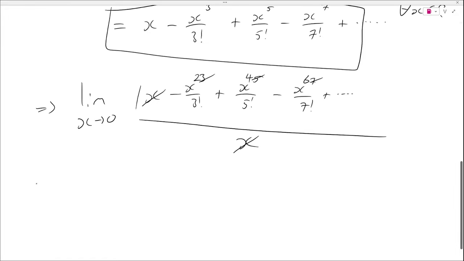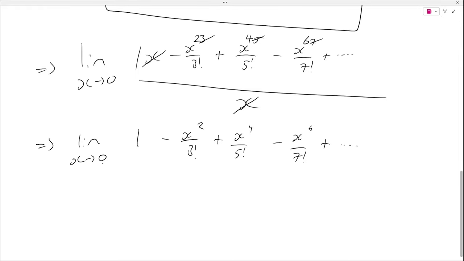So now this can be rewritten as the limit as x approaches 0 of 1 minus x squared over 3 factorial plus x to the 4 over 5 factorial minus x to the 6 over 7 factorial plus and so on. And now what happens as x approaches 0? Well, 0 squared is 0, 0 to the 4 is 0, 0 to the 6 is 0. So everything here will disappear except for that 1 out the front.